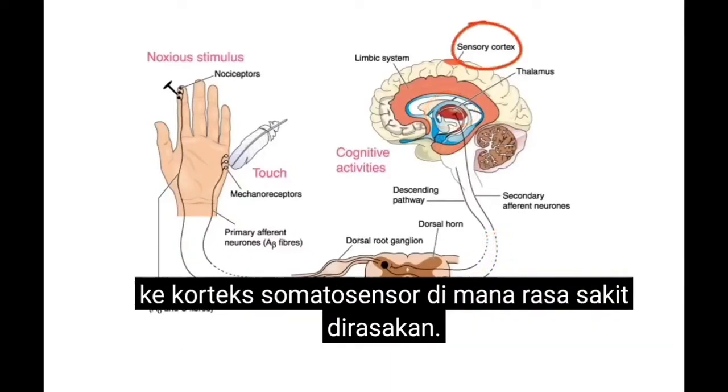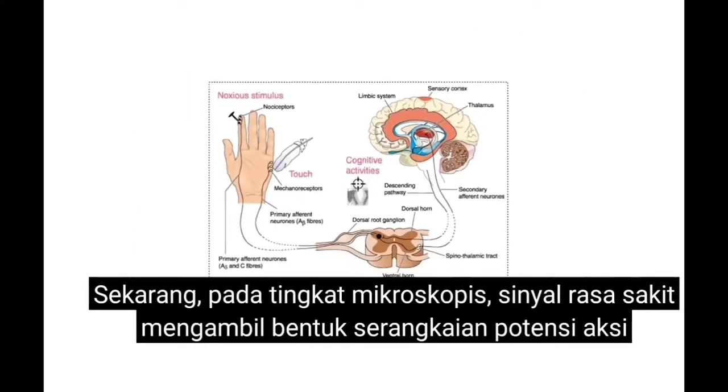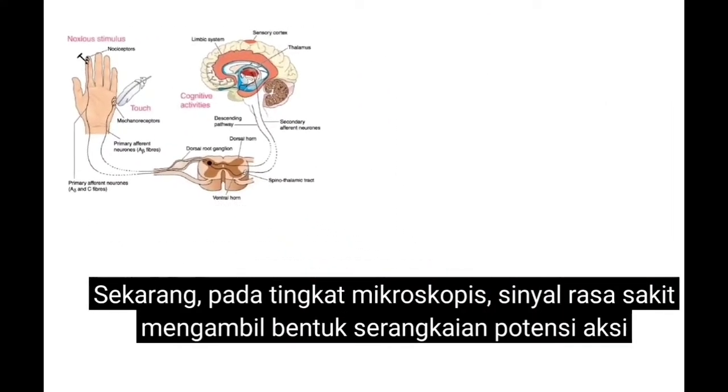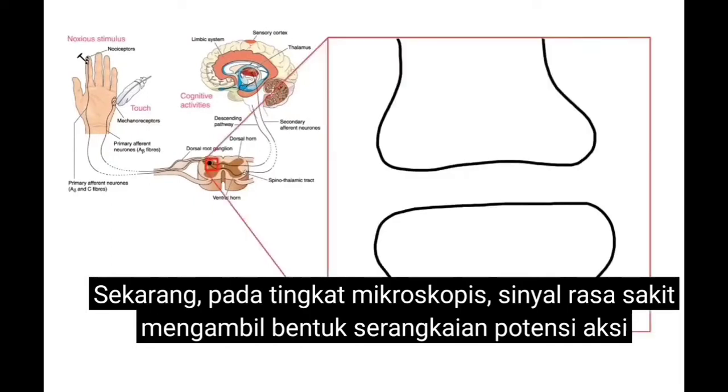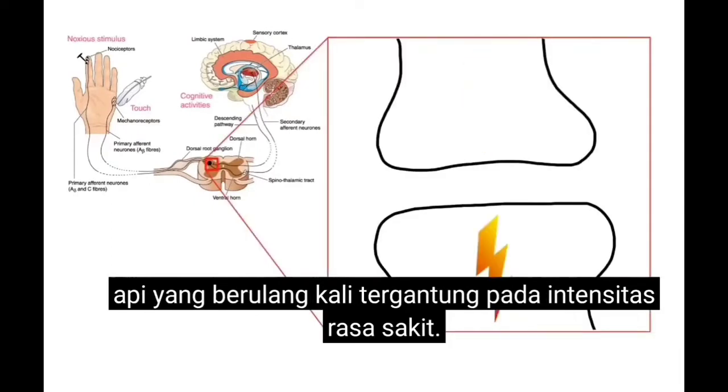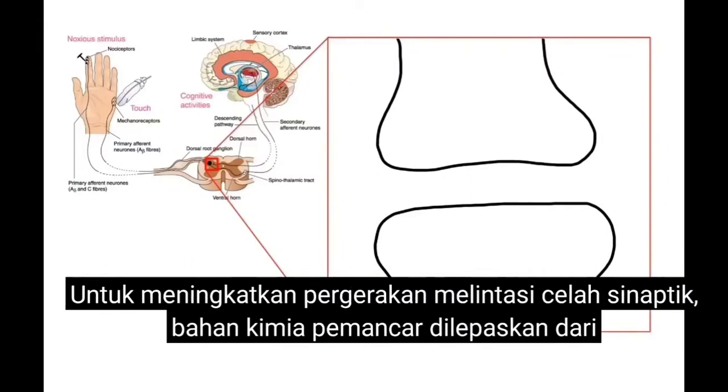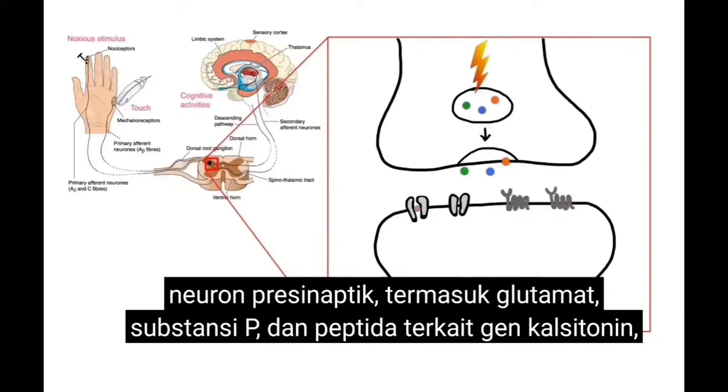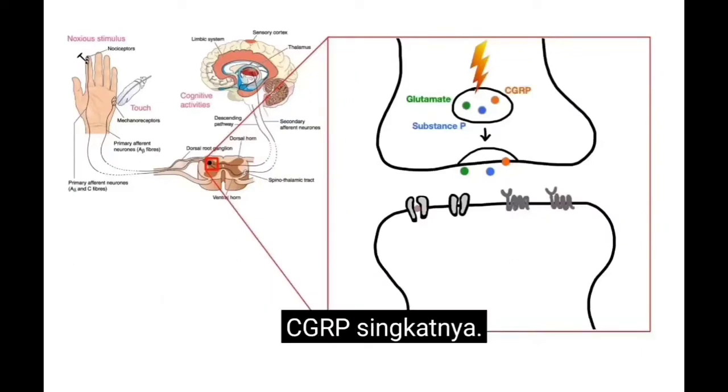pain is perceived. Now, on a microscopic level, the pain signal takes the form of a series of action potentials that fire repeatedly depending on the intensity of pain. To enhance movement across the synaptic cleft, transmitter chemicals are released from the presynaptic neurons, including glutamate, substance P, and calcitonin gene-related peptide, CGRP for short.